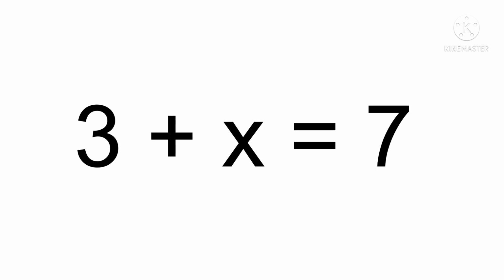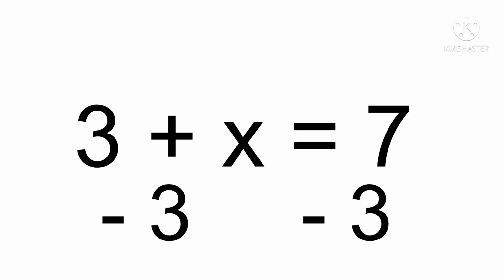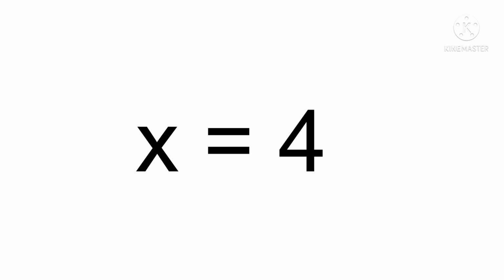So, going back to our equation, since 3 is being added to x, we'll need to subtract 3 from both sides of the equation. The positive 3 and the negative 3 cancel out, isolating x on the left side, and we're left with x equals 4.